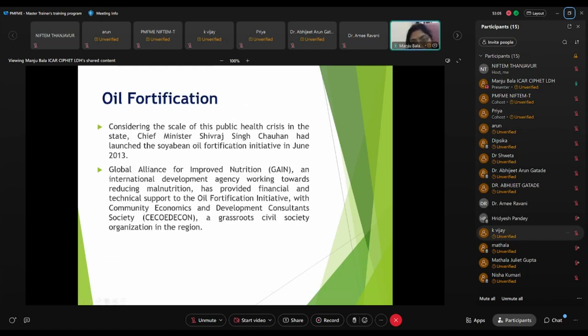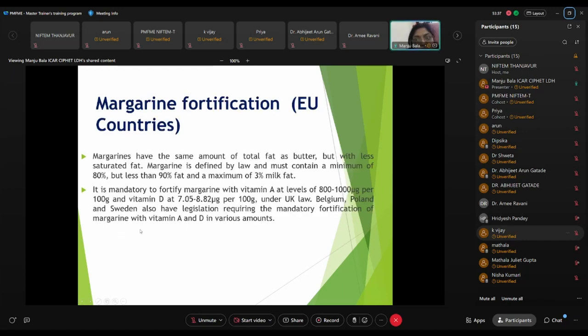Considering the scale of this public health crisis, now we all have discussed that vitamin D deficiency occurs, and because of deficiency of this vitamin D, your immune system becomes weak and a number of diseases occur. So the soybean oil fortification initiative was started in June. The Global Alliance for Improved Nutrition and the International Development Agency also started support for the oil fortification initiative. Margarine fortification is already done in European countries.